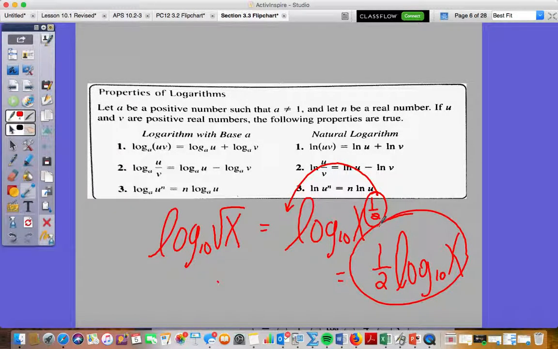What if the x's already have an exponent? If it already had an exponent, let's say it was to the third here, then you would say 3 times 1/2, which would be 3/2, and then I would shoot 3/2 to the front. Does that make sense there?